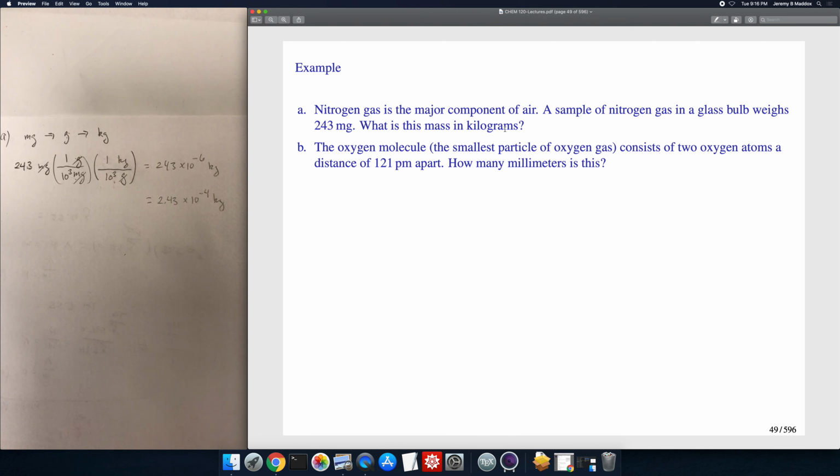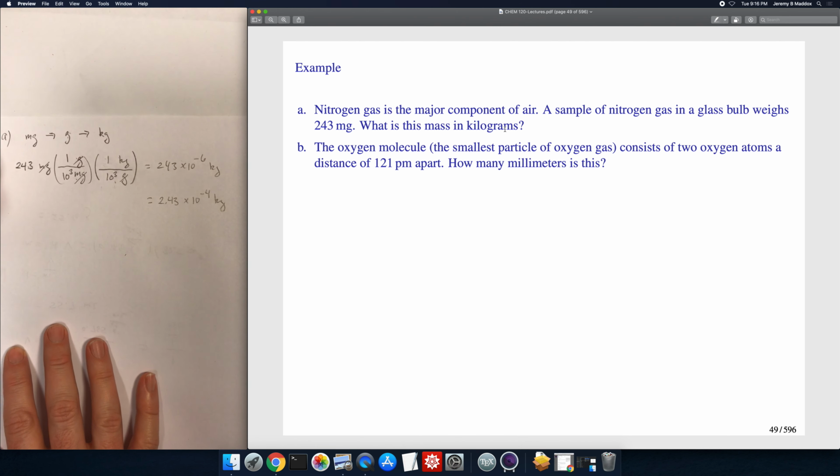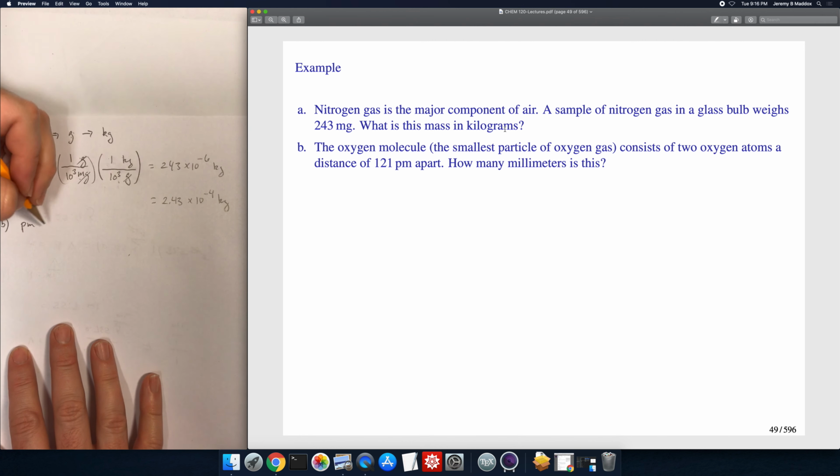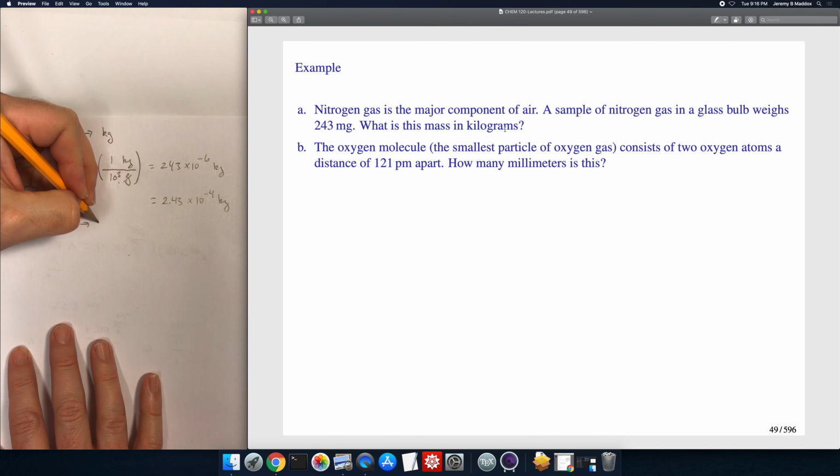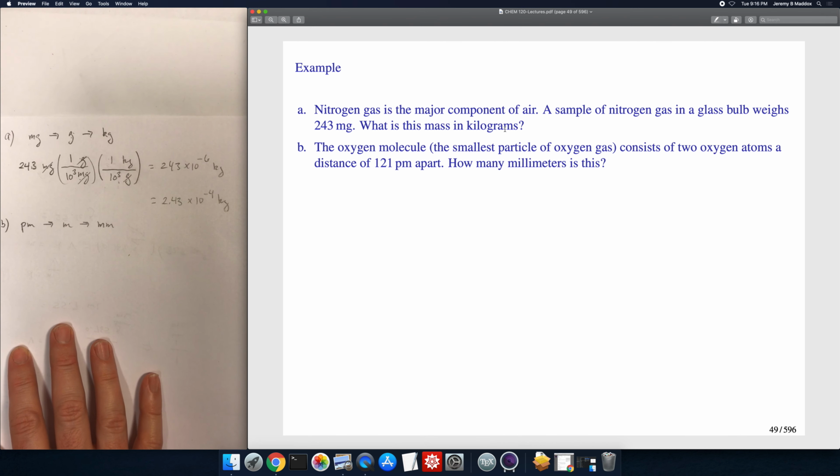Here we're given a distance. In part B, we have a distance between two oxygen atoms expressed in units of picometers, and we are being asked to convert that to millimeters. So we need to go from picometers. I like to go first to meters and then figure out what the conversion to millimeters would be. So it's a 2-step conversion process.